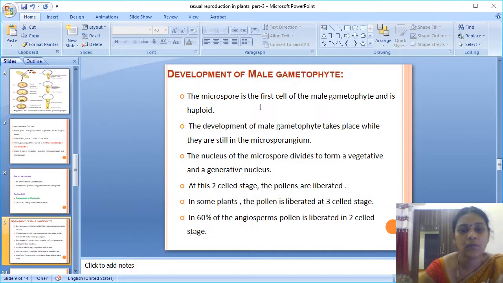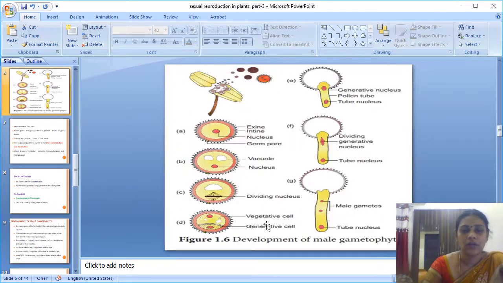The microspore is the first cell of the male gametophyte, which is haploid in nature, that is, it has n number of chromosomes. The development of male gametophytes takes place while they are still in the microsporangium. I already said this. The development of the microspore takes place in the microsporangium. The bilobed structure is our anther, this is the filament, and these are our pollen grains. I have explained that in a separate diagram.